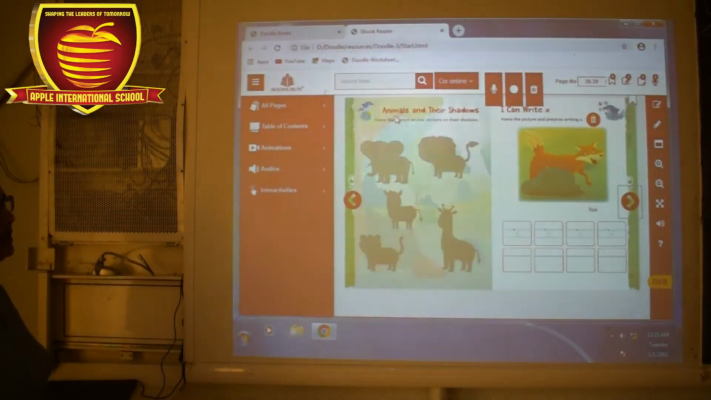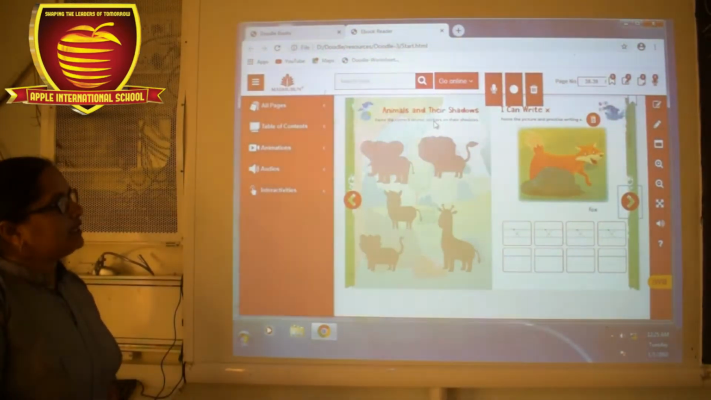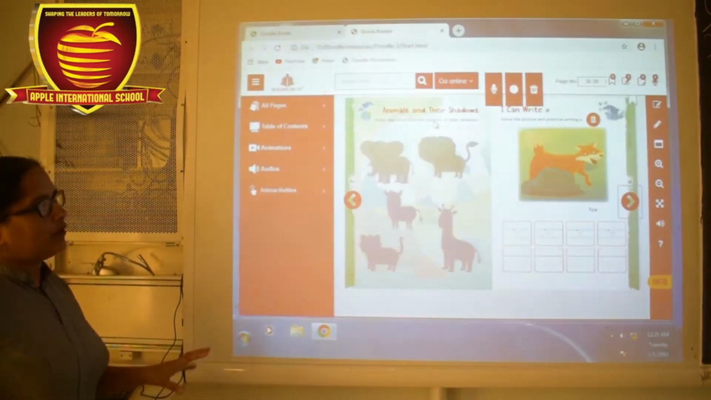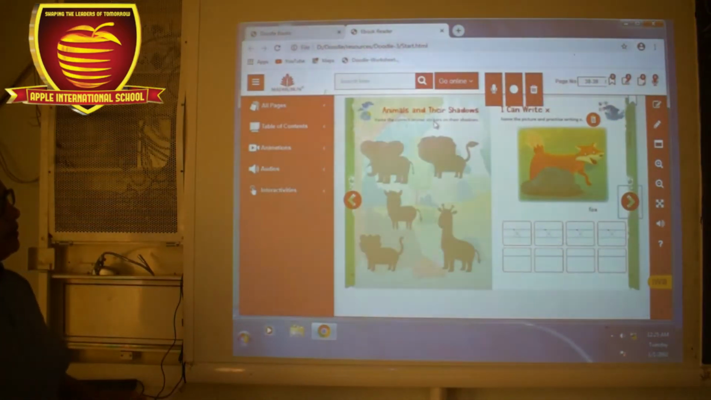Students, animals and their shadows. We are watching the shadows of some animals here. Paste the correct animal sticker on their shadows. See, which animal is this? Elephant. So paste the sticker of animal here.